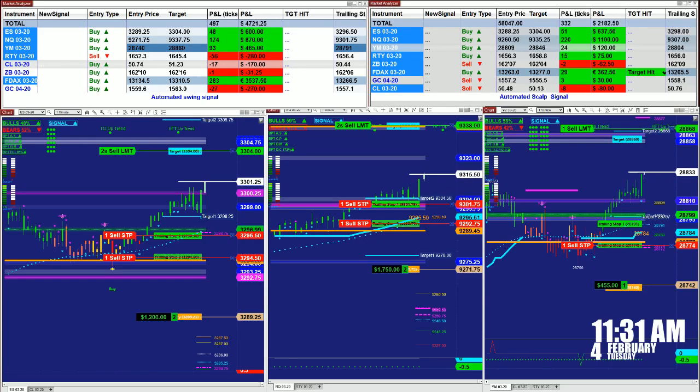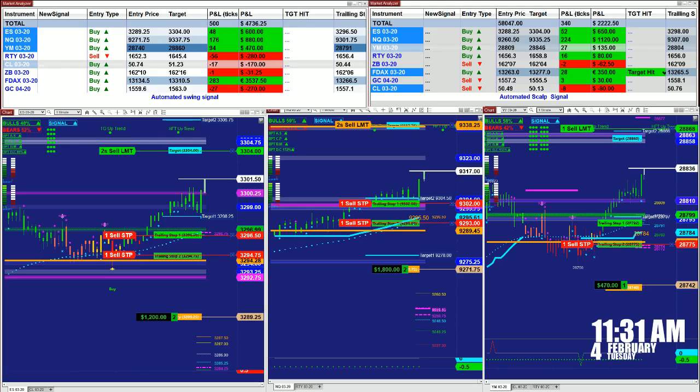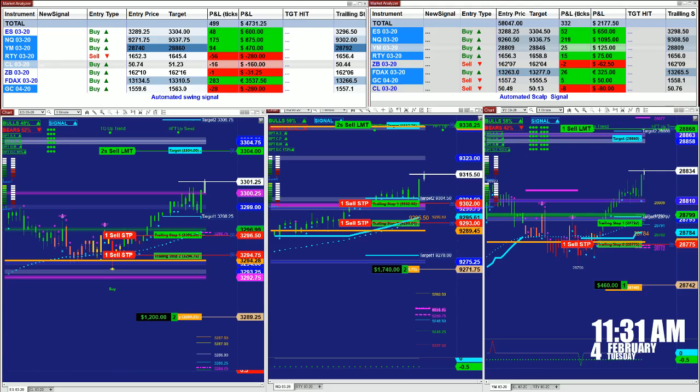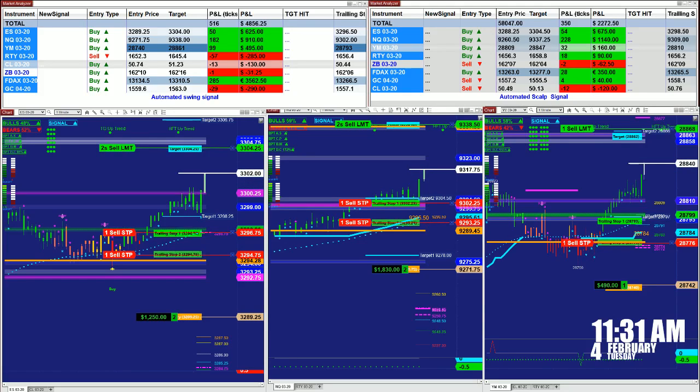if this ES can hold above the 33,025, and then it's done. What time is it? It's 11:31, right on the spot. I would love to see that ES bar close above.